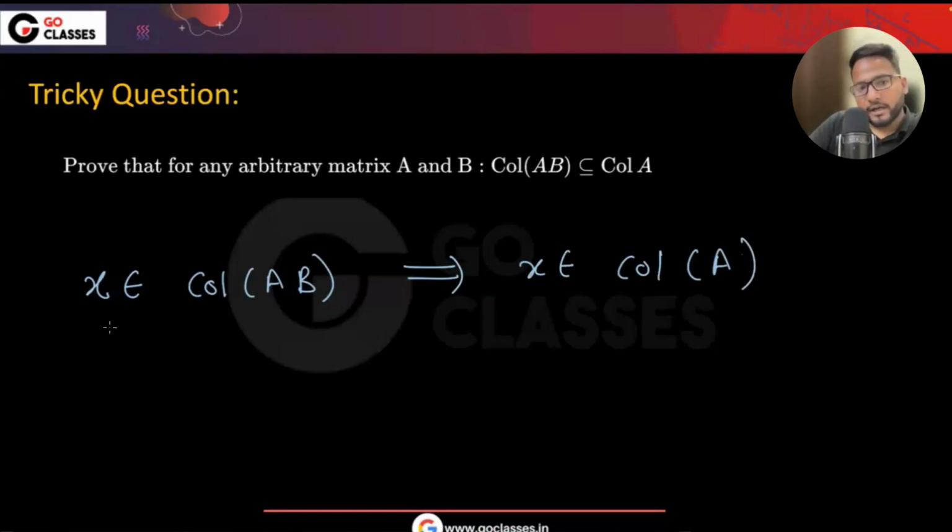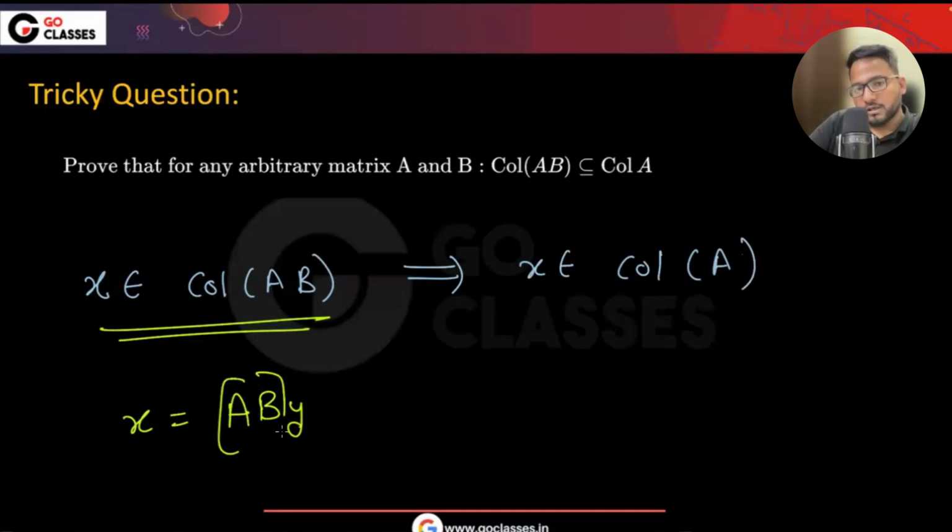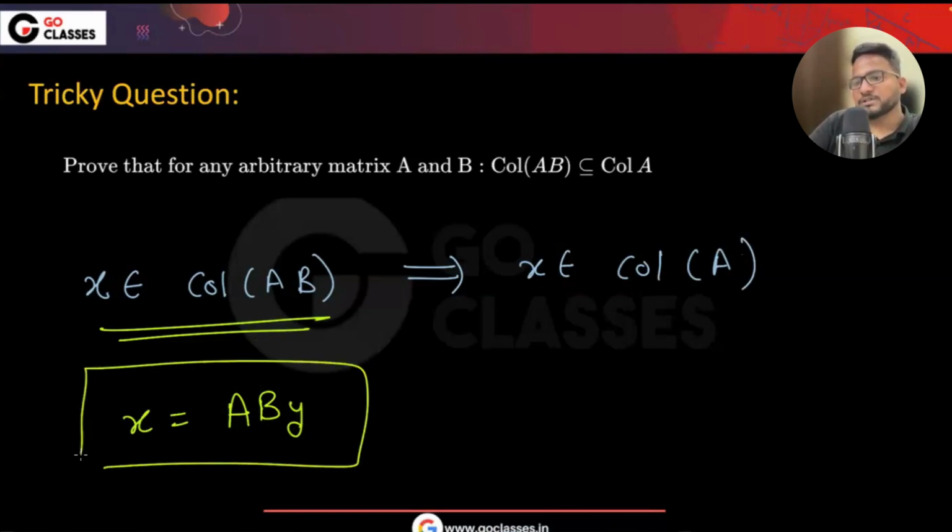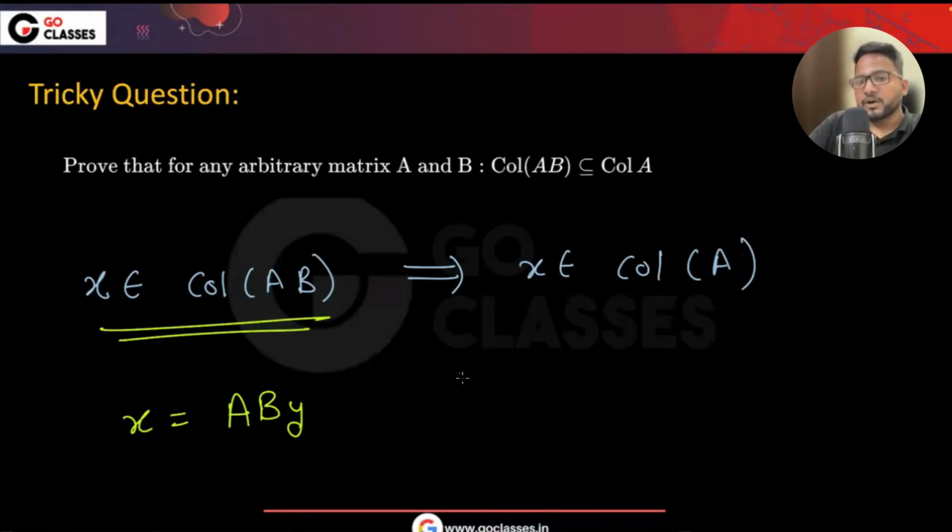Let me just give you a hint here. If X is in the column space of AB, it means X can be represented as AB times y. You can consider AB as just one matrix, so it is a linear combination of the columns of AB. Basically, X is AB y. Is this fine to everyone? If X is in the column space, it must have this form. Then you need to prove that X is also A times some vector Z.